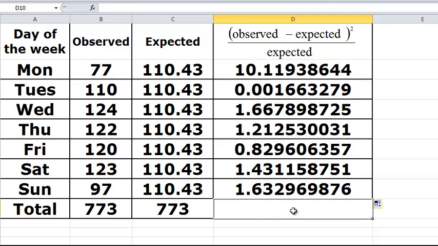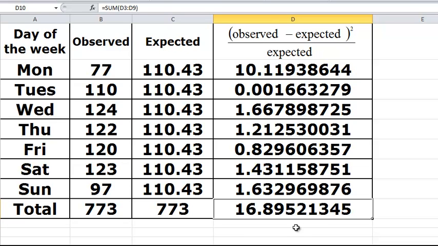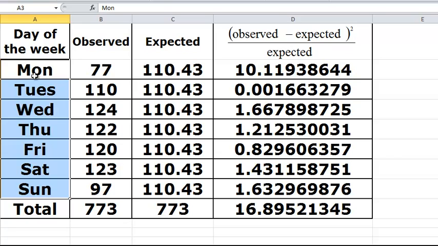And when we add these all up, what we will get is the value of the chi-square statistic for testing this hypothesis. So what is the value of the chi-square statistic here? It's about 16.895. And what is the degrees of freedom here? The categorical variable has 7 possible values. So degrees of freedom here is 7 minus 1, that is 6.